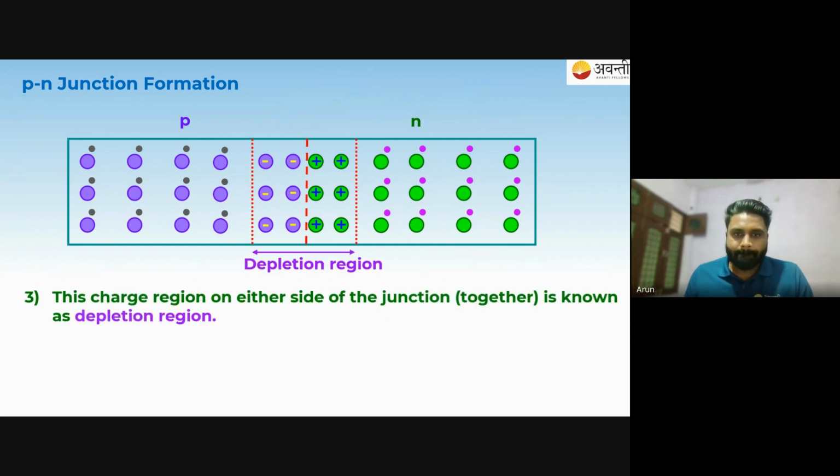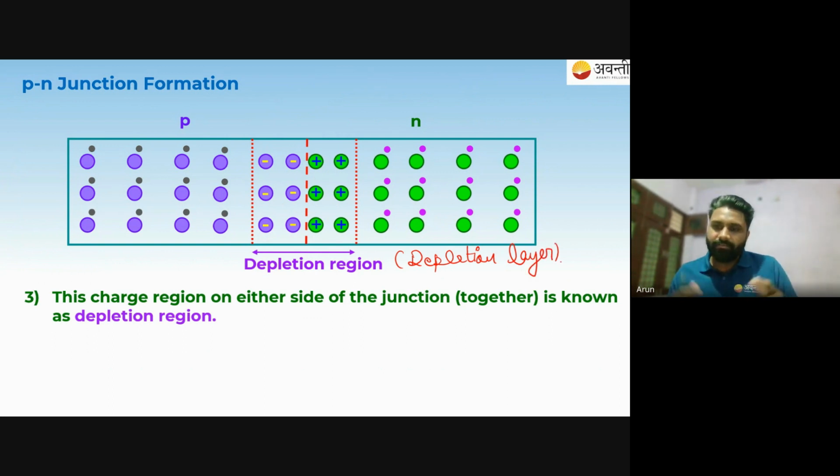Okay. And this is called the depletion region or the depletion layer. It is also called the depletion layer, which restricts the flow of electrons from the n side to the p side, or the flow of holes from the p side to the n side. Okay. So this charge region on either side of the junction together is known as the depletion region or depletion layer.